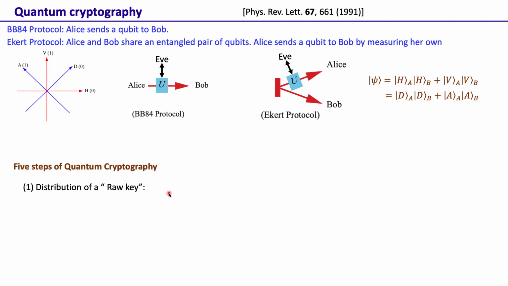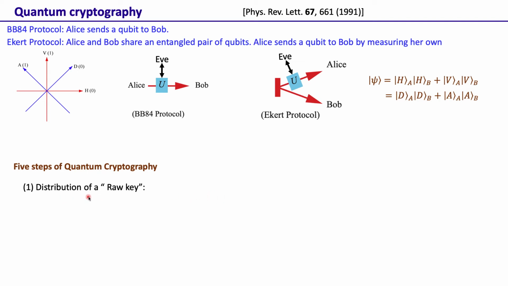So one is called the distribution of a raw key. In this one, Alice sends a string of keys to Bob, and these keys are basically strings of 0 and 1, and here we have defined this 0 and 1. If Alice sends photons, a horizontal photon we call a 0, a vertical photon is 1, a diagonal photon is 0, and an anti-diagonal photon is 1. So they agree upon this nomenclature before the start of the protocol.